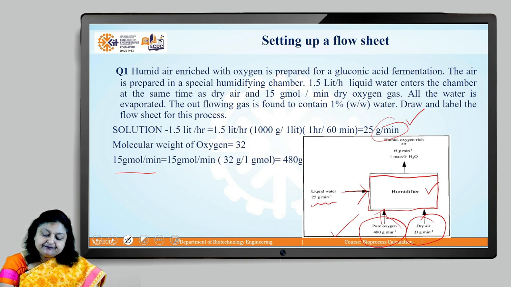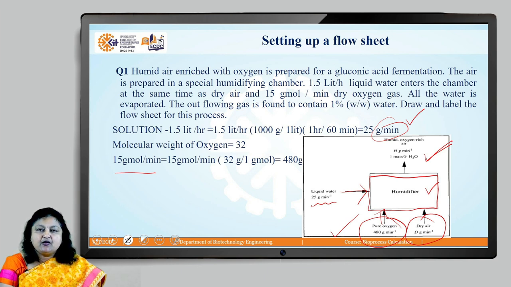Then output, there are three inputs and then output. Output is humid oxygen rich air. Its flow rate is not given in the problem statement. So we assume that it is H gram per minute. Now, one more piece of information given about the output is that the outflowing gas is found to contain 1% by weight water, means 1 mass percent of water. Whatever the data regarding the process is given, all the data is labeled here in the flow sheet.